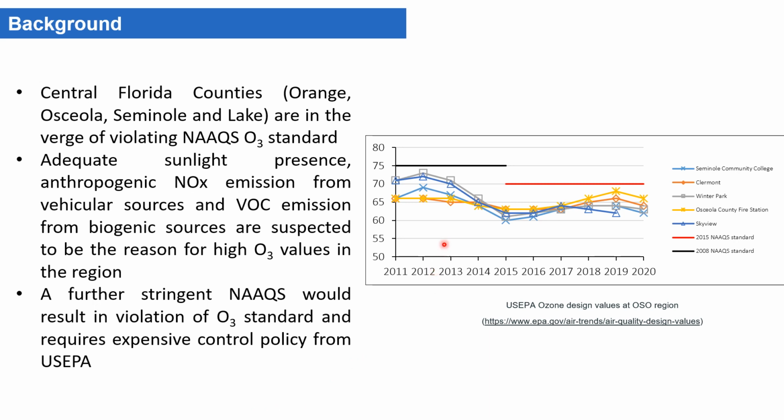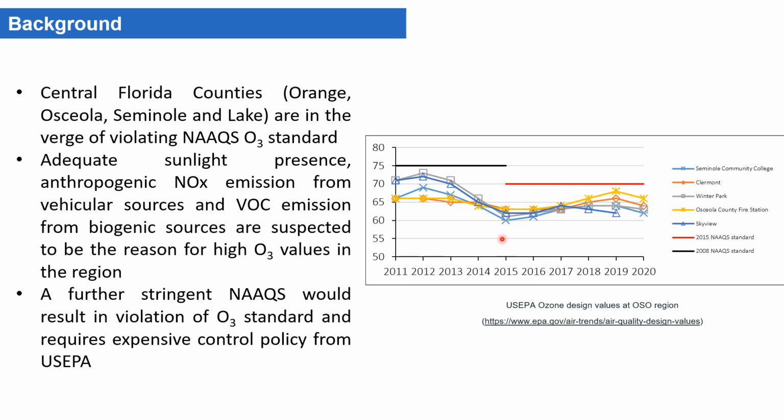The NAAQS ozone standard used to be 75 parts per billion, the annual fourth highest daily maximum averaged over 3 years. But it was reduced to 70 parts per billion in 2015 on a national scale.